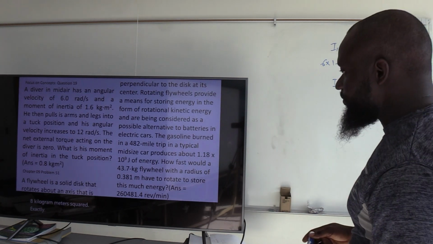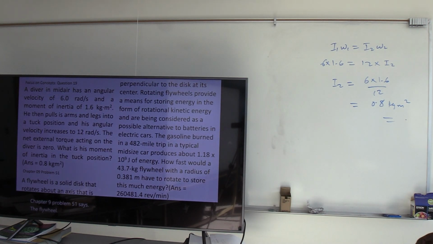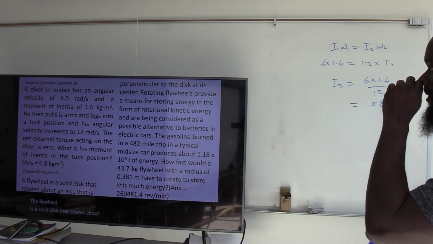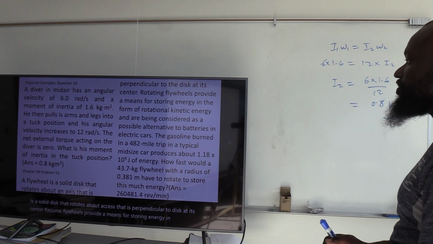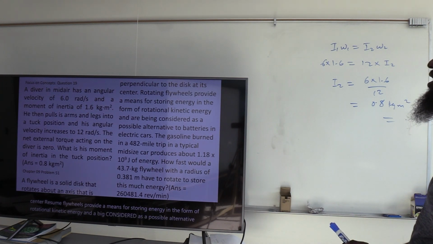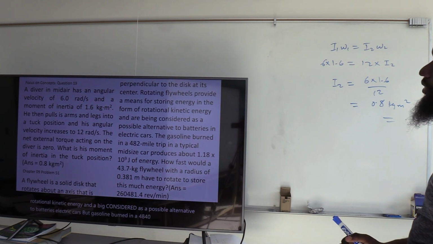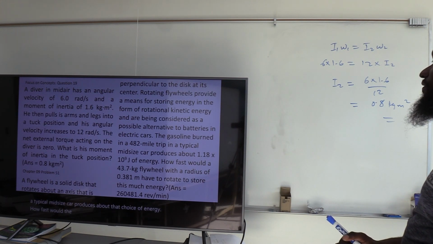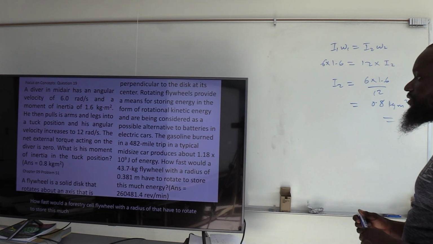Chapter 9, problem 51 says a flywheel is a solid disc that rotates about an axis that is perpendicular to the disc at its center. Rotating flywheels provide a means for storing energy in the form of rotational kinetic energy and are being considered as a possible alternative to batteries in electric cars. The gasoline burned in a 482-mile trip in a typical mid-sized car produces about that many joules of energy. How fast would a 43-kilogram flywheel with a radius of that half have to rotate to store this much energy? So they want omega to store that energy.